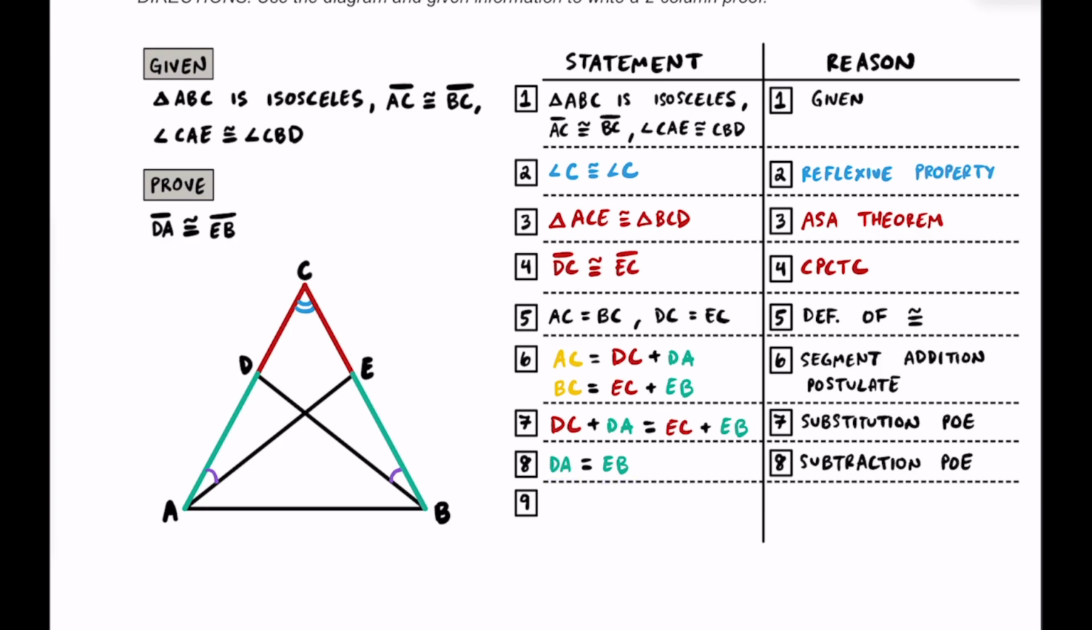And then for our final statement, if we know that the length of DA is equal to the length of EB, we can say that segment DA is congruent to segment EB. And that's going to be by definition of congruence, because if we know that two segments have equal lengths, then they must be congruent to each other. Alright, so that wraps up this proof.